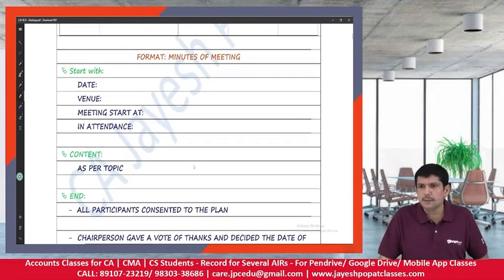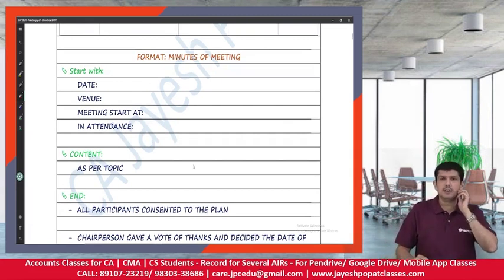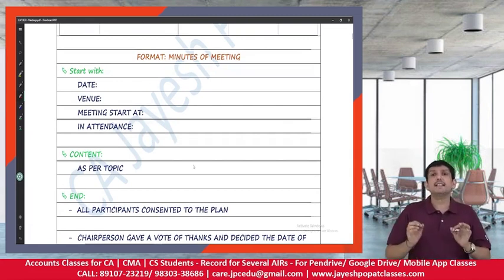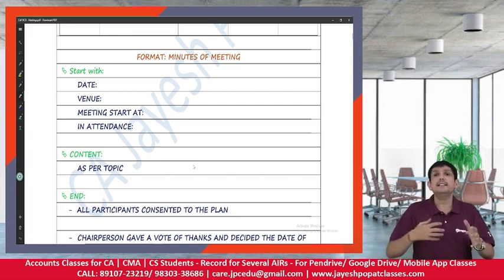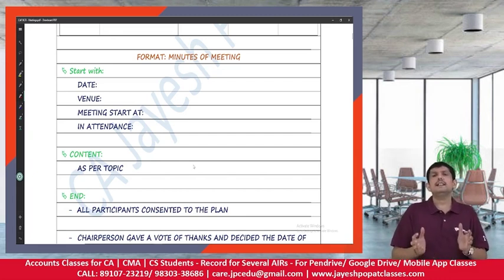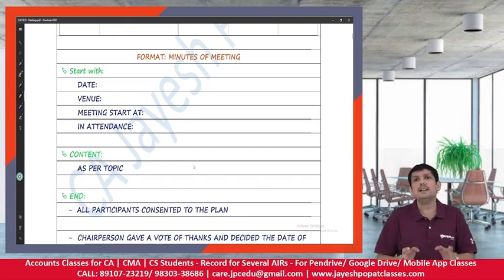Now we'll talk about minutes of the meeting. See, what is minutes of the meeting? Minutes of the meeting is the summary of the meeting. What happens when, let's say, people meet and discuss certain things? It is an oral form of communication.